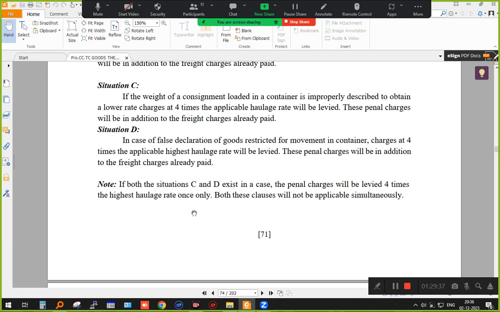See, empty haulage charge is calculated when you book a party coach, or when an empty wagon goods rake is moved. Here the highest haulage rate means the freight rate only. Because there is no question of highest haulage rate. Haulage rate is the same for anybody. There is no separate lower haulage rate, higher haulage rate. Here the highest haulage means the freight rate only. Okay, sir. Thank you.